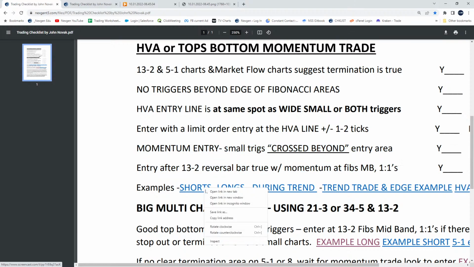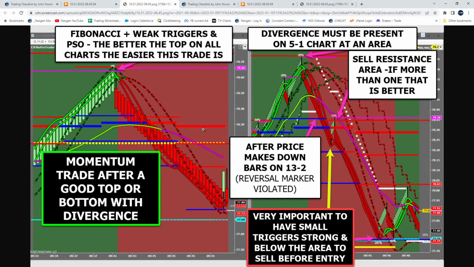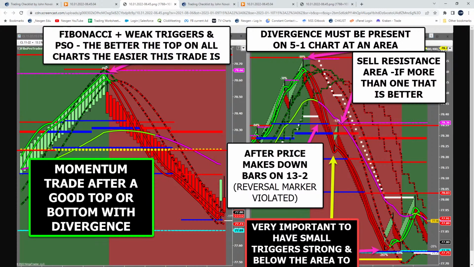So for my plan, and I'll show you the picture here, my plan says if I have a good top with divergence on the 5-1 chart, and I make at least a down bar, that's why I like to see the visual on my 5-1 chart where that 13.2 down bar is. You don't have to have it. You could just look and see if you made a down bar. But I like it because it gives me kind of a line in the sand visual that we have to break in order to do my momentum short. So the advantage for me is that it's a visual clue on when we start making down bars on the other chart.